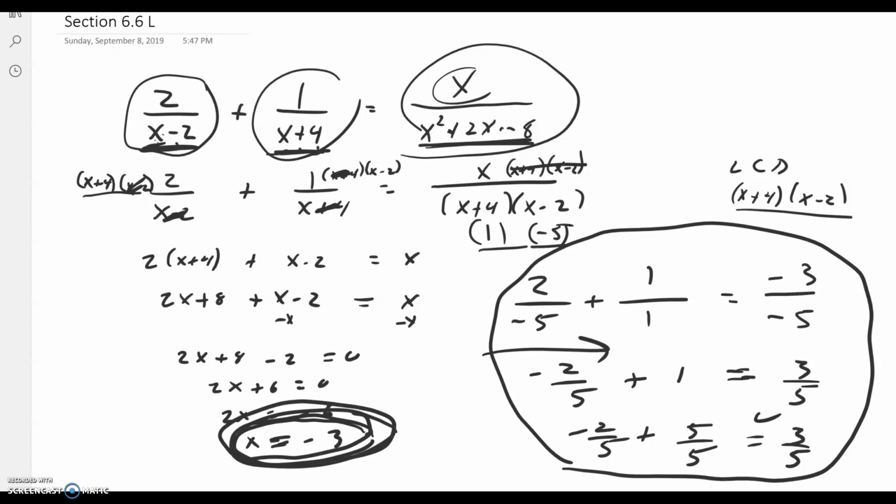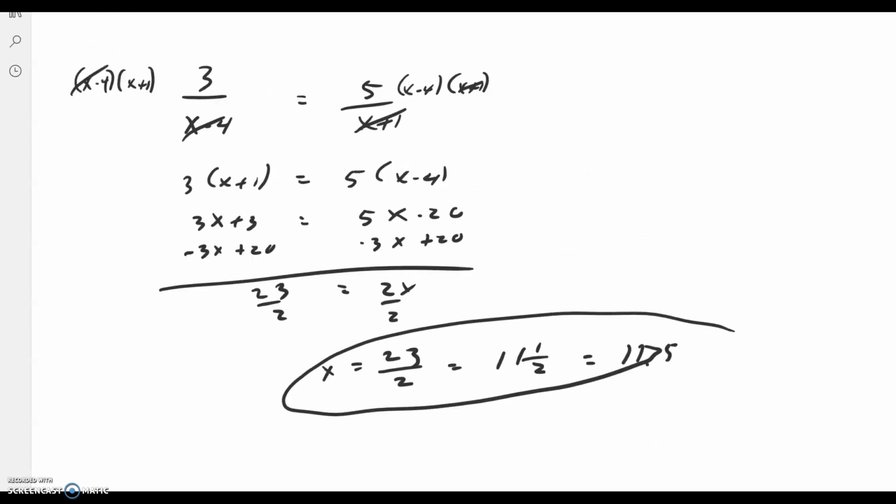And we're done. So here I started with the problem 3 over x minus 4 equals 5 over x plus 1. I multiplied both sides by the least common denominator. These x minus 4's canceled and I had 3 times x plus 1. Here the x plus 1's canceled. I had 5 times x minus 4. I distributed. I subtracted 3x from both sides, added 20 to both sides, ended up getting x equals 23 halves, or 11 1/2, or 11.5.